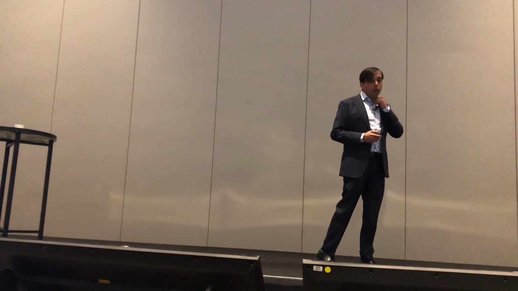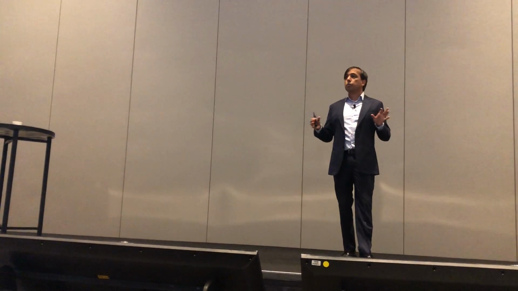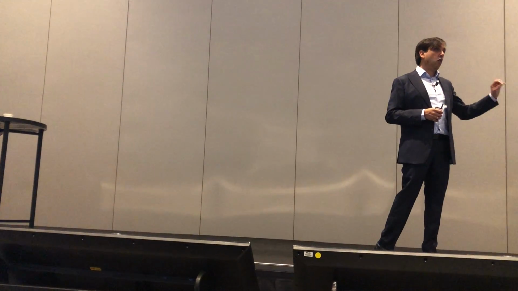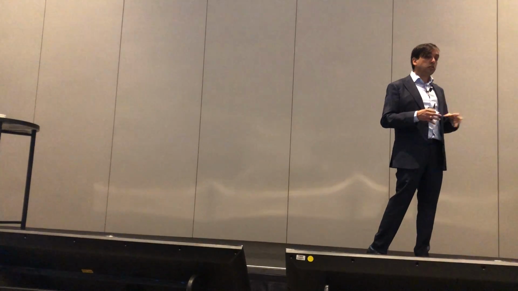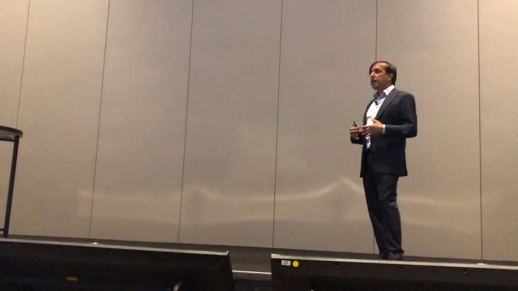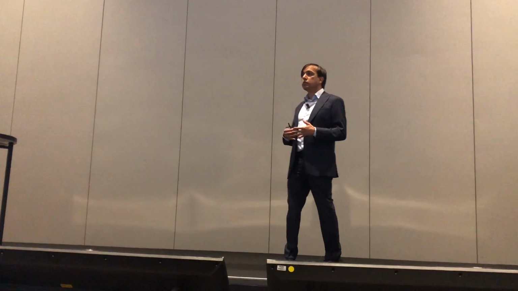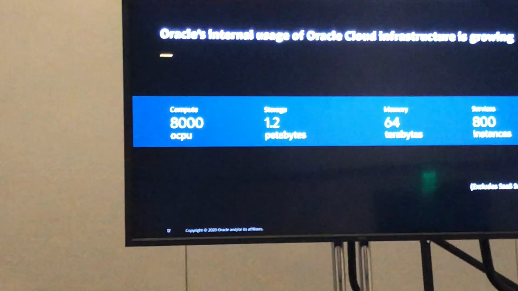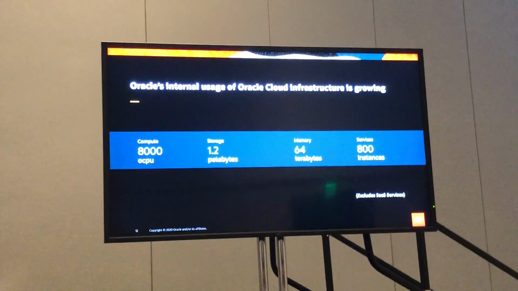Today, it's no longer a pilot project or anything. We have a very significant footprint. And this is not covering the SaaS or other services. This is purely infrastructure where we run either the custom apps or other packaged applications or other services. We already have a very significant footprint in Oracle Cloud Infrastructure.